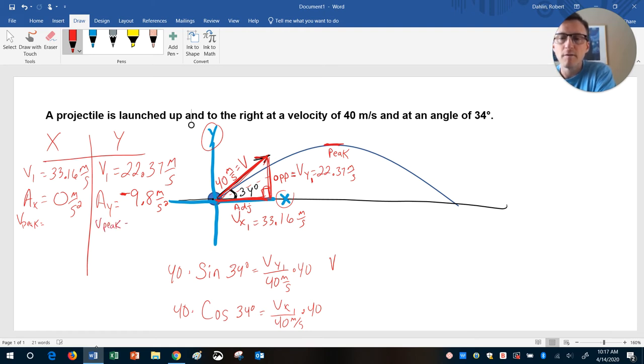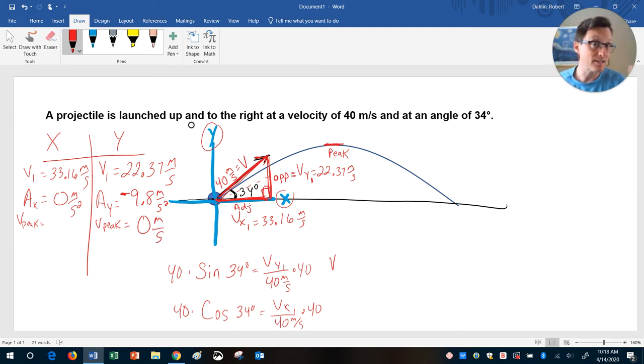Okay, let's focus on the Y, the up and down part. When something flies up, it eventually flies back down. Duh. However, what that tells us is that that very topmost part, right here, the velocity in the up and down direction must have been zero because it stops moving upwards and then right after that it moves down. Well, that means your velocity at the peak for the Y is 0 meters per second.